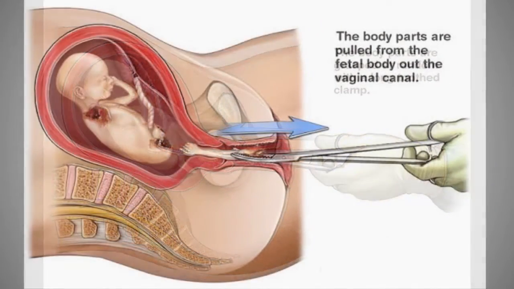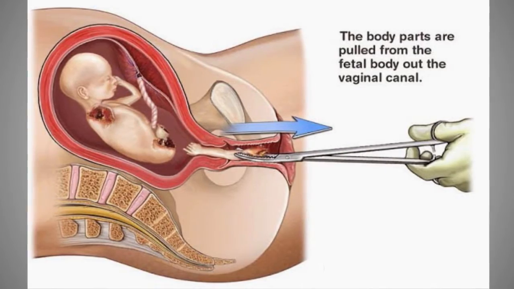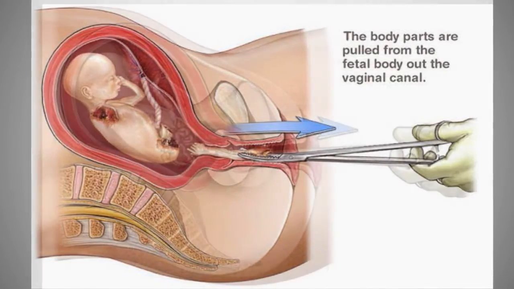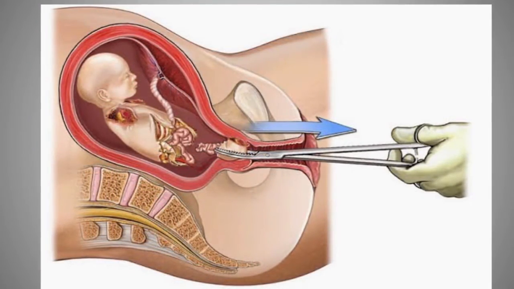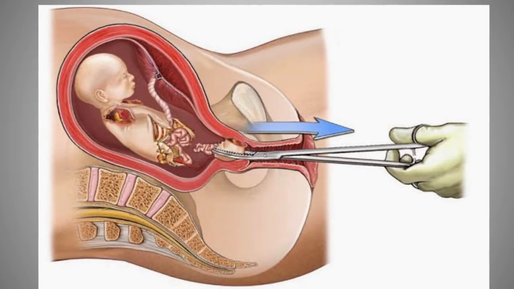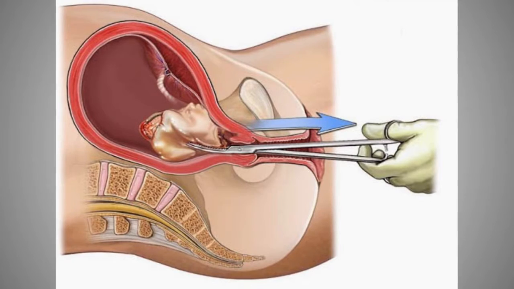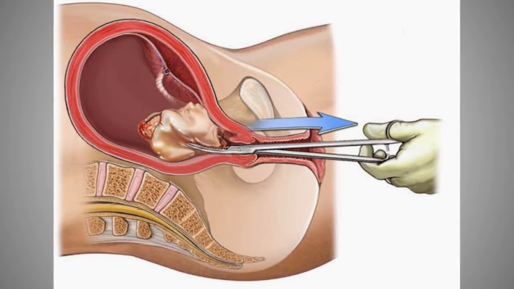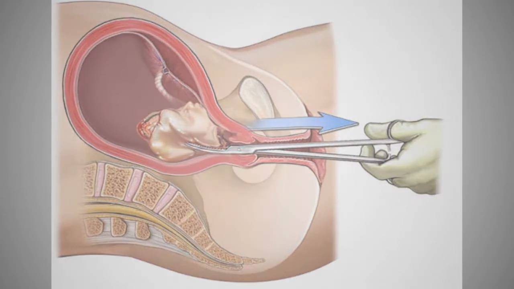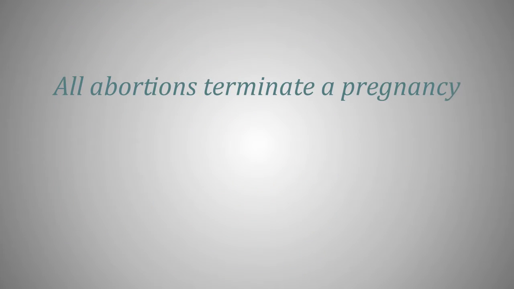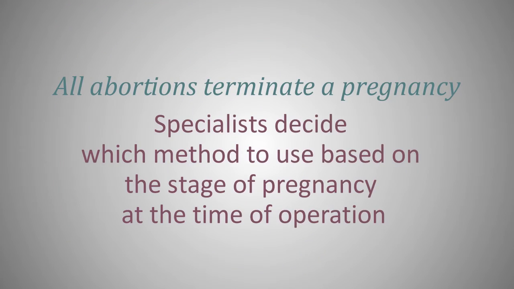To use this clamp, specialists grasp something inside, squeeze to set the jaws, and pull really hard. When grasping the head of the fetus with the clamp, a pure white gelatinous material will issue from the cervix. This was the fetus brain. Regardless of the procedure used, all abortions terminate a pregnancy. Specialists decide which method to use based on the stage of pregnancy at the time of operation.